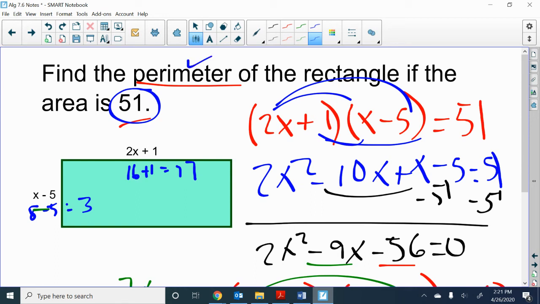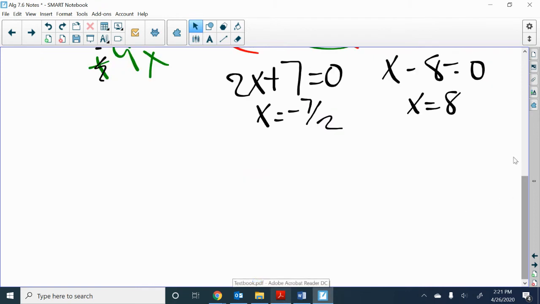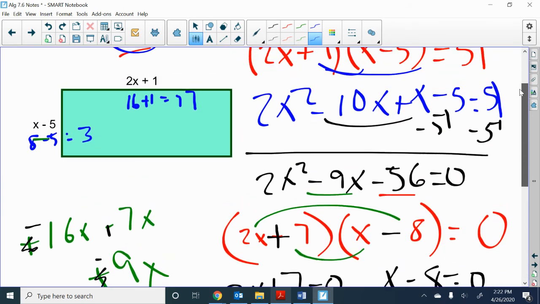The question's asking for perimeter, so let's find the perimeter if x is 8. So I'm going to just come back down here for a second and find the perimeter. Okay, so if x is 8, my perimeter is going to be 2 times 3 plus 2 times 17, which is 6 plus 34, which is 40. So that's one possibility. Now let's see what happens when x is negative 3.5.